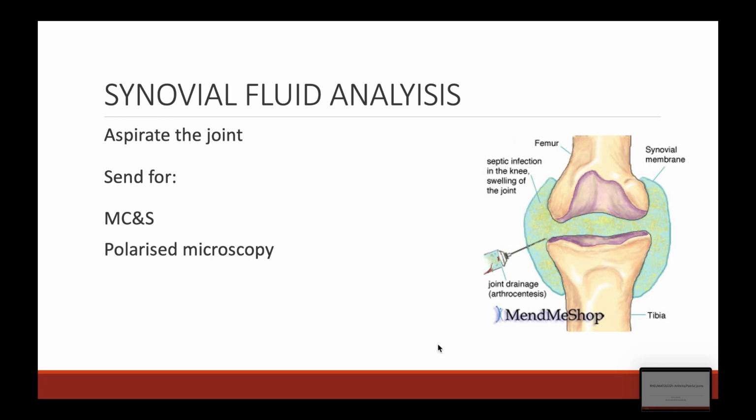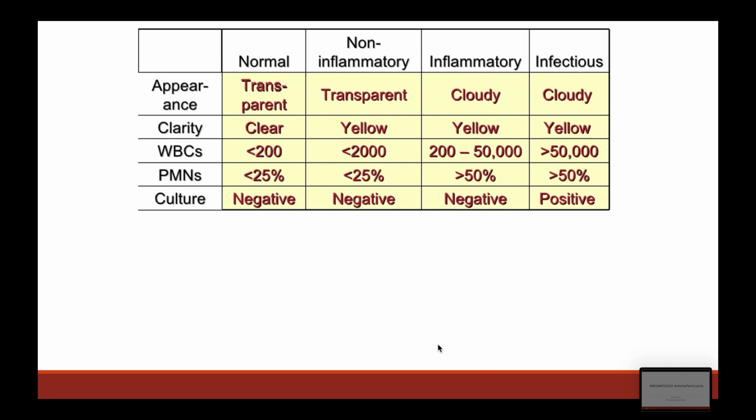As well as that, you want to look under a microscope to see whether there are polarized crystals, to rule out gout or pseudo-gout. So here is a list of what you would see in an aspirate of the synovial fluids. It's all very self-explanatory, really.